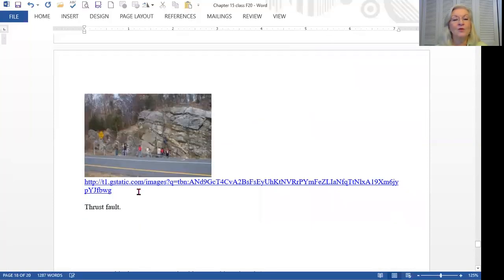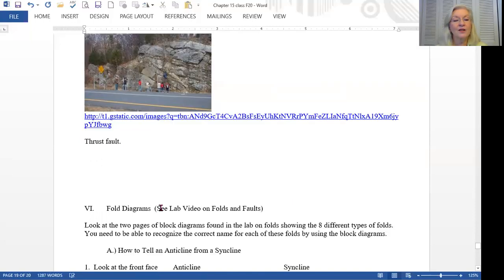And I know without knowing the ages of the rock, this wouldn't really mean anything to you, but you can see here's the fault line. And you can see these layers riding over these layers. Now we have a section on the fold diagrams, and we will talk about that in lab.